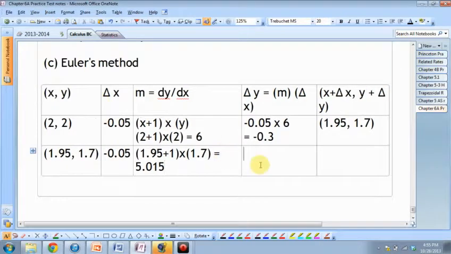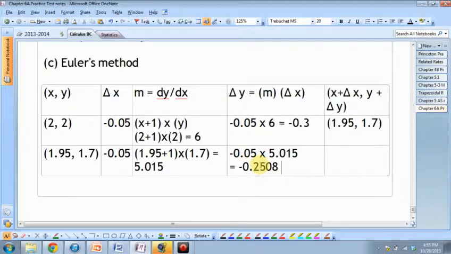Okay. This is going to be equal to negative 0.05 times 5.015. That's equal to that. So this is going to be 1.8, comma, 1.54492. That should be 1.9, yeah.